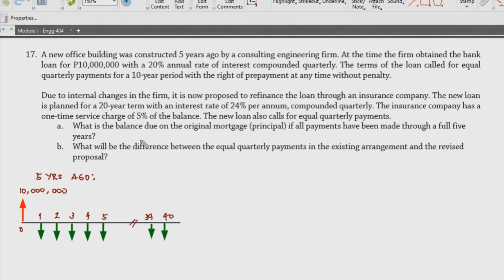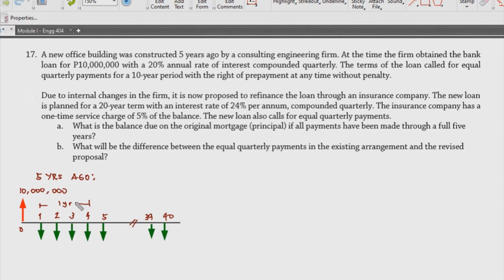Now, due to internal changes, our cash flow will be slightly changed. So we will refinance the loan through an insurance company. The new loan is now planned for 20 years. So instead of 10 years, this is a 10-year period because this is 1 year, and at the end of this would be 10 years. Now, by refinancing, we have a 20-year term with an interest rate of 24% per annum compounded quarterly.